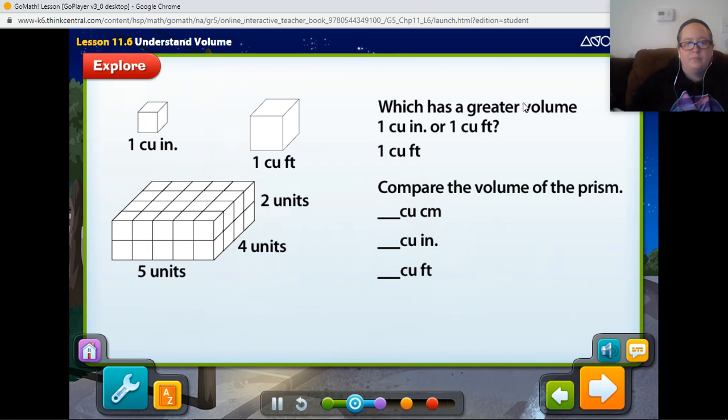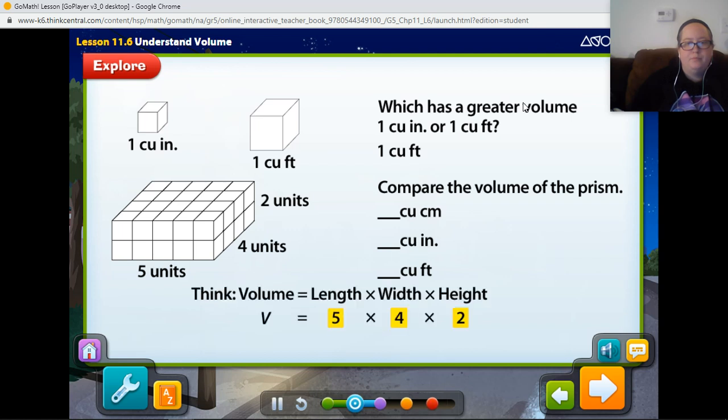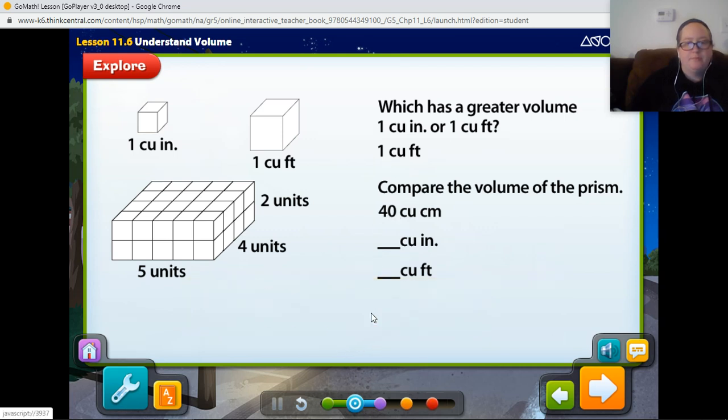What's the volume of the prism in cubic centimeters? Find the product of 5, 4, and 2. 5 times 4 is 20, and 20 times 2 is 40. The prism has a volume of 40 cubic centimeters. The numerical value for the volume of the prism in cubic inches and in cubic feet is also 40.